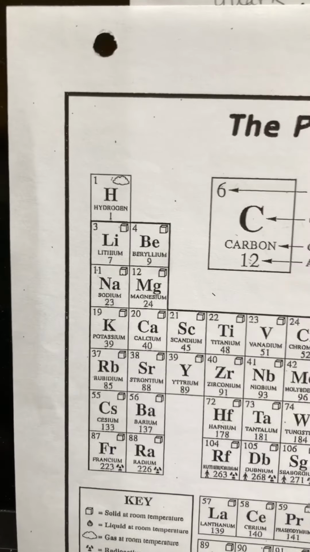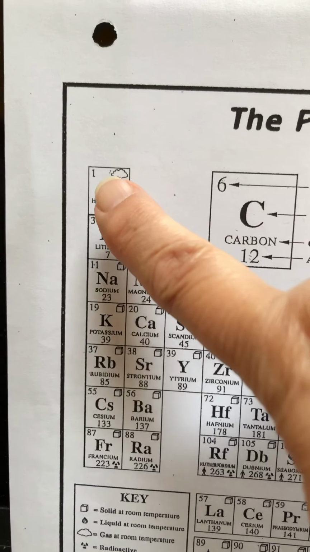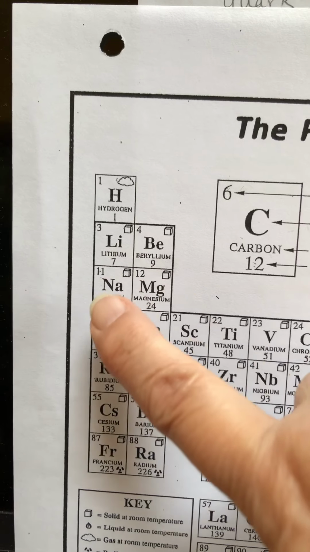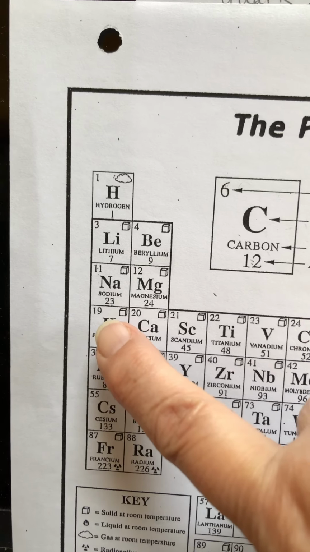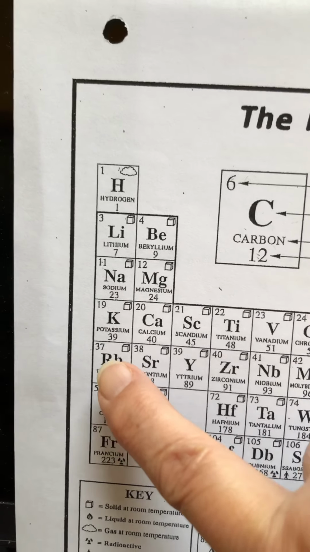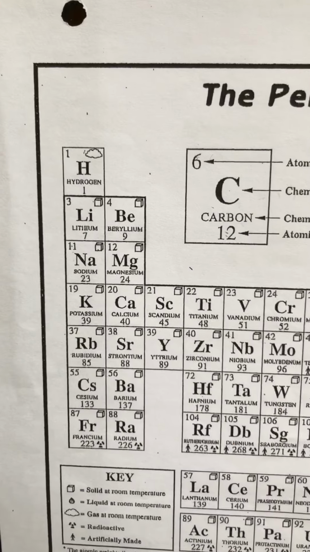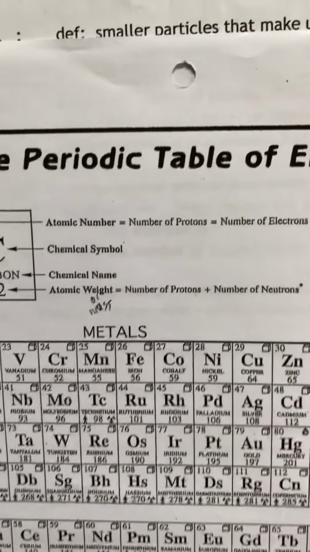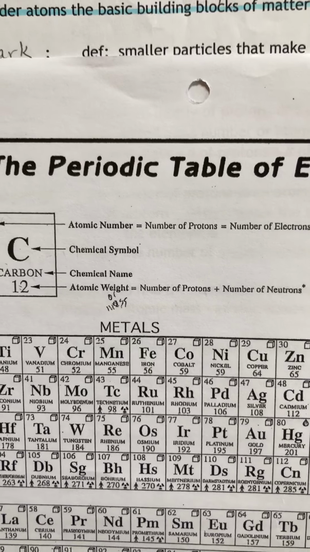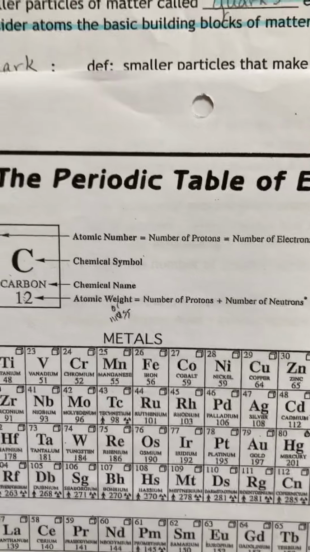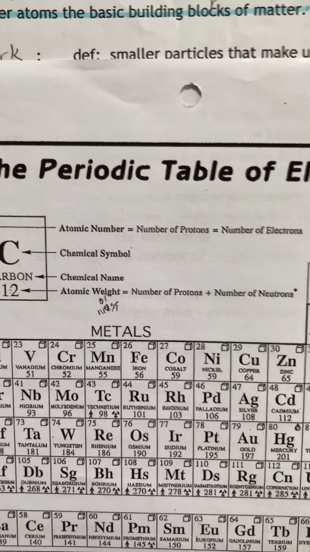So I'm not moving this around. Hydrogen has 1 proton. Lithium has 3. Sodium has 11. Potassium has 19. Rubidium has 37, etc. Okay? The atomic number is the number of protons. And for us right now, it's also the number of electrons.